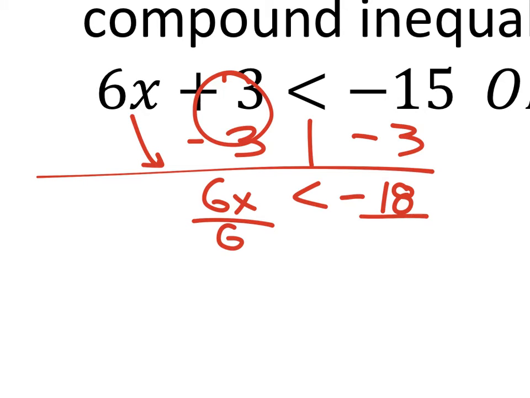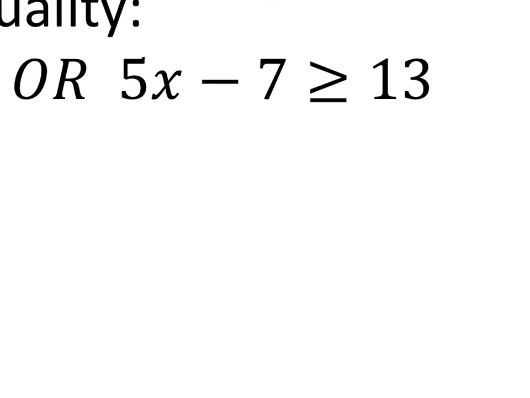And I'm dividing by a positive 6. So even though the 18 is negative, it's dividing by a positive, which is going to keep that inequality. It's not going to flip it, I should say. Now that solves that first one. X is less than negative 3. That's good. Let's go to the next one, though.